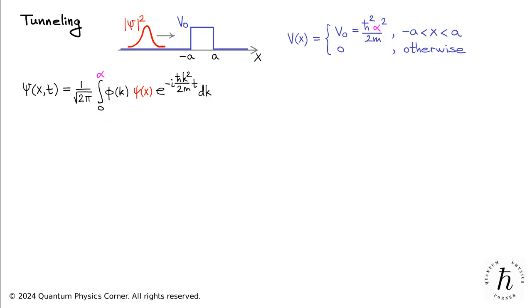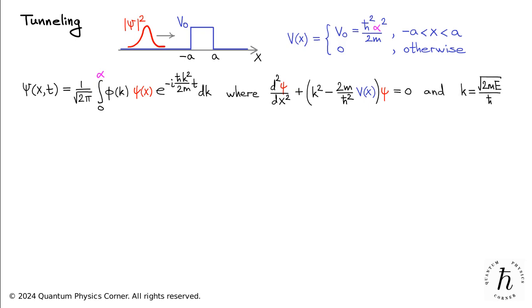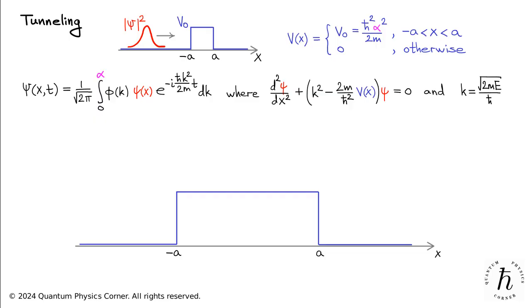As before, the function psi of x is found by solving the time-independent Schrödinger equation with the potential function v of x. The wave vector k is related to the energy E in the usual manner. Solving the Schrödinger equation is left as an exercise, with the complete solution provided in the accompanying notes. Here, I will outline only the key steps of the solution. The potential function divides the x-axis into three regions. We need to solve the Schrödinger equation separately in each of these regions.